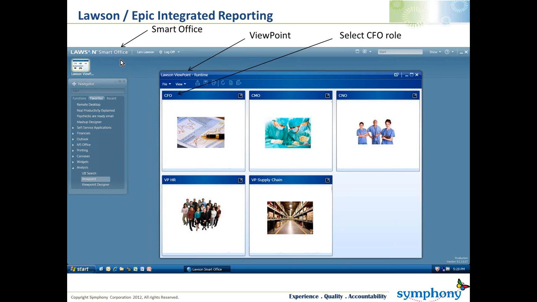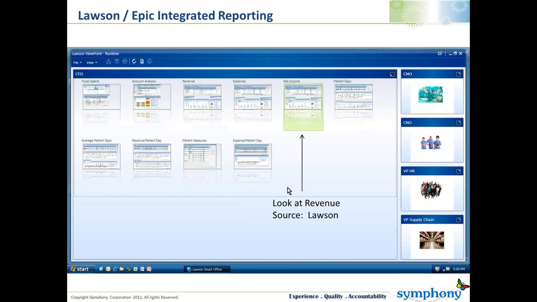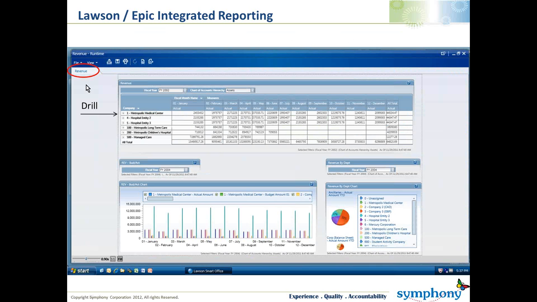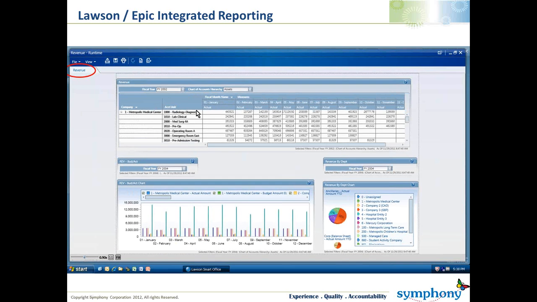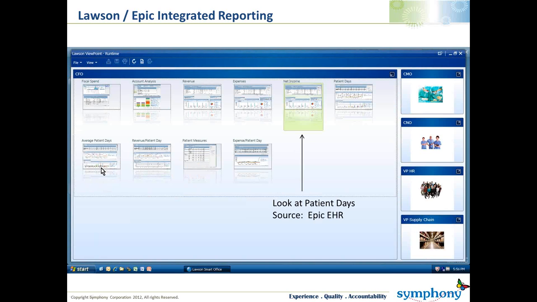So I'm going to open up Smart Office. I'm bringing up the Viewpoint runtime, and I'm going to go to the role of CFO. And so I'll say look at net income, which is where I'm going to look at revenue, and this is data out of Lawson. And so I'm reminded that I'm looking at revenue. I can do a drill down and get to a deeper level here. So you get nice standard reporting delivered right out of LBI.